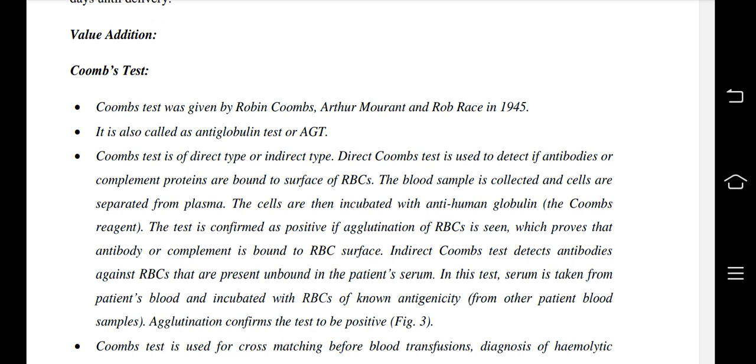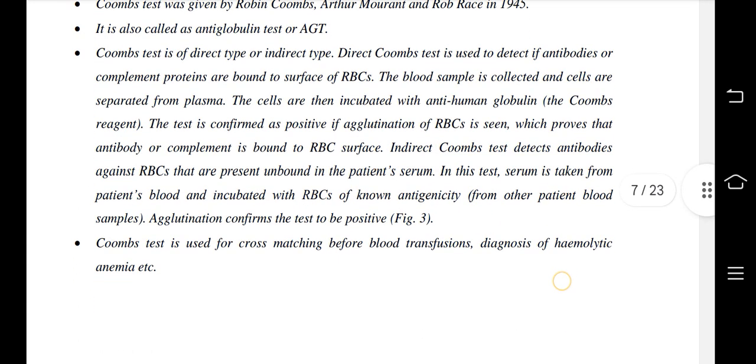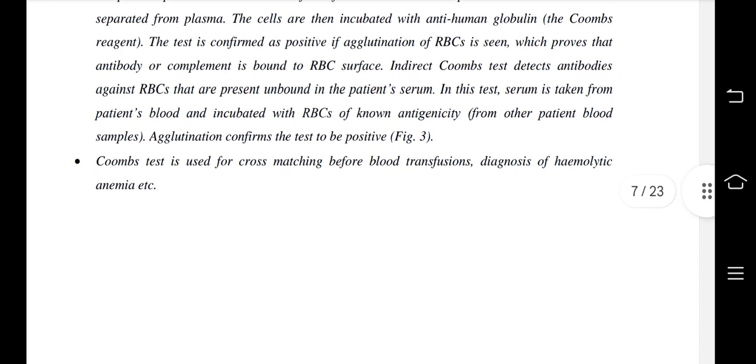Indirect Coombs test detects antibodies against RBCs that are present unbound in the patient's serum. In this test, serum is taken from the patient's blood and incubated with RBCs of known antigenicity. From another patient blood sample, agglutination confirms the test to be positive. The Coombs test is used for cross-matching before blood transfusions and diagnosis of hemolytic anemia.